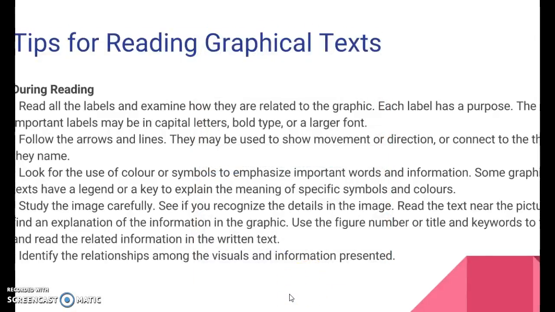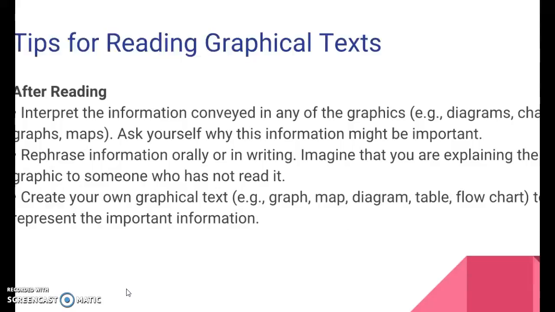Use the figure number or title and keywords to find and read the related information in the written text. Identify the relationship among the visuals and information presented. After reading, interpret the information conveyed in any of the graphics. Ask yourself why this information might be important. Rephrase information orally or in writing. Imagine that you are explaining the graphic to someone who has not read it. Create your own graphic text.